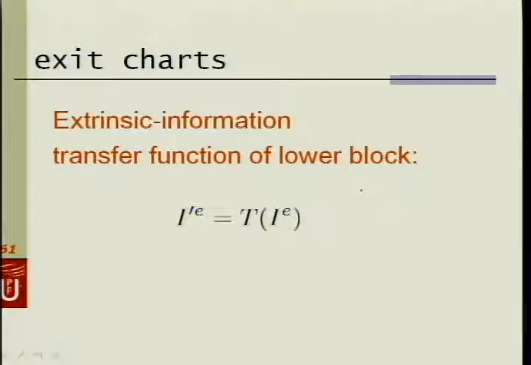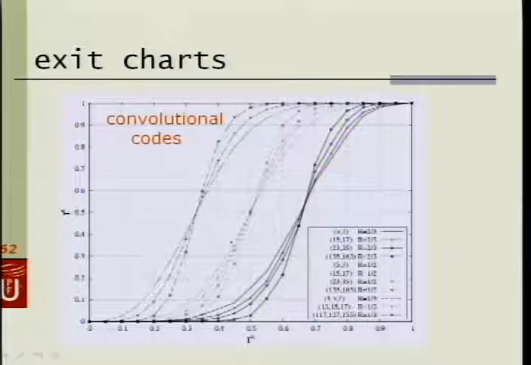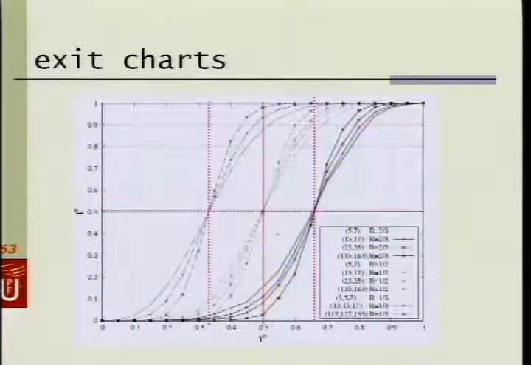EXIT charts are based on the transfer function of the block. A transfer function tells us how the average mutual information about these code symbols is changed from one iteration step to the next one. And we can evaluate this by simulation. For example, this is what we have with convolutional codes. This is the mutual information at the input and mutual information at the output. So we see how mutual information changes from step to step for several convolutional codes with different rates.